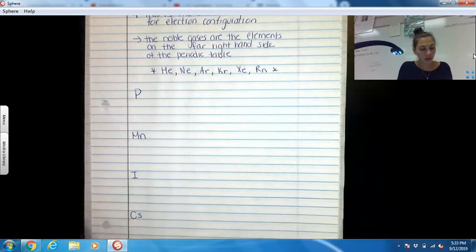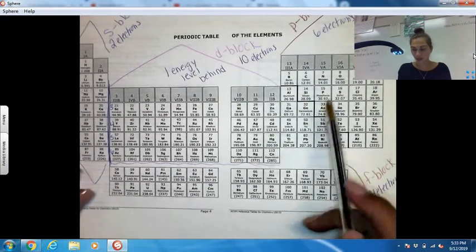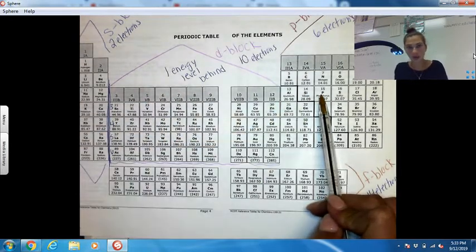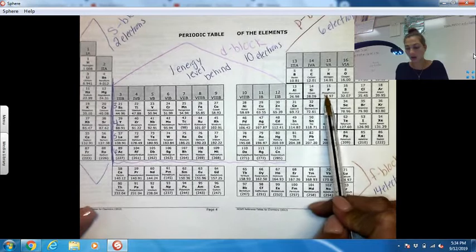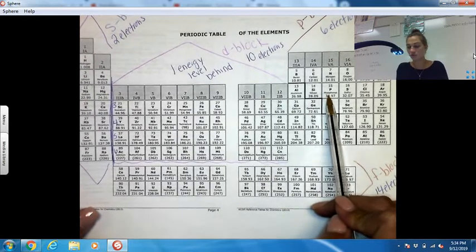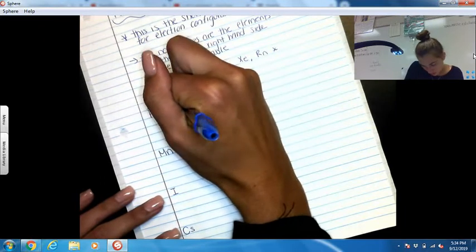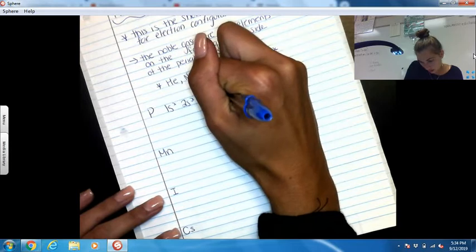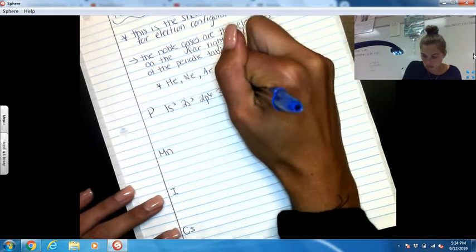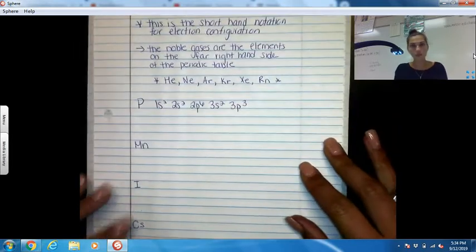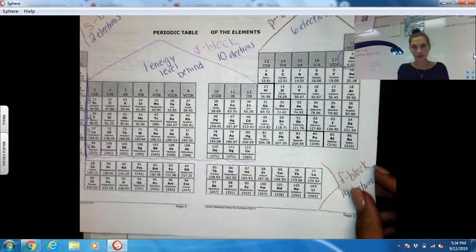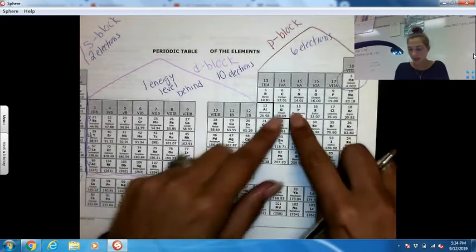So what I'm going to do is find phosphorus on my periodic table. I'm going to read my periodic table like a book, and I'm going to get all the way to phosphorus, which is in the 3p sublevel. So I have 1s2, 2s2, 2p6, 3s2, 3p3.